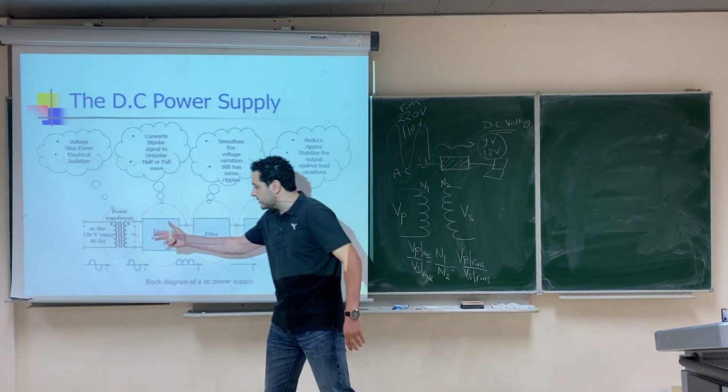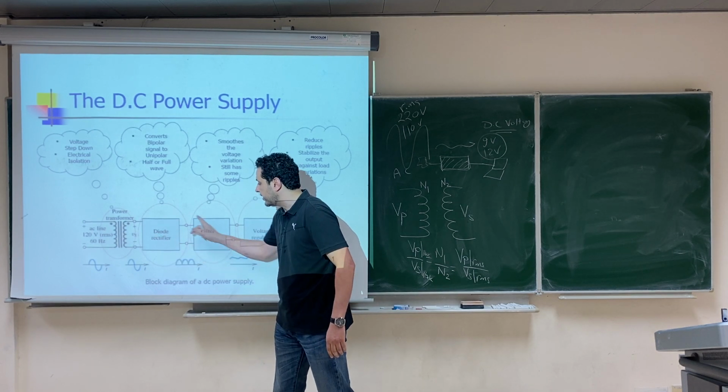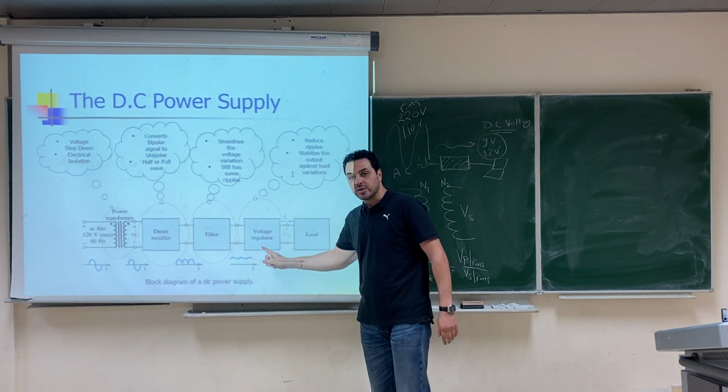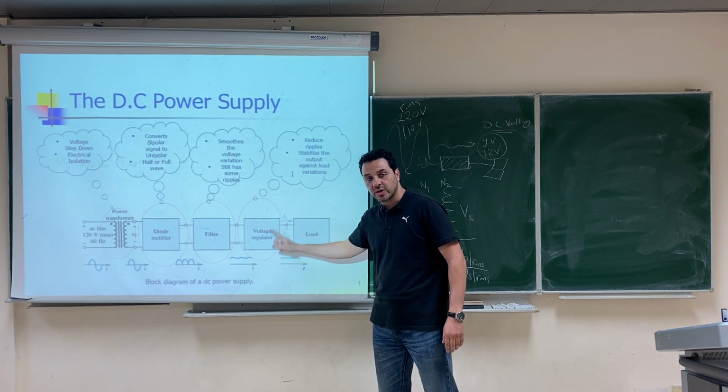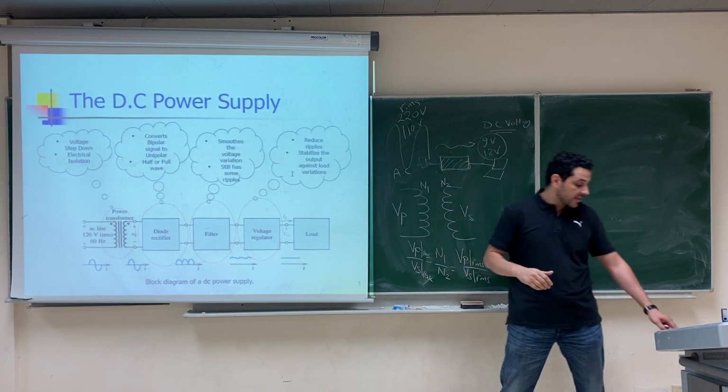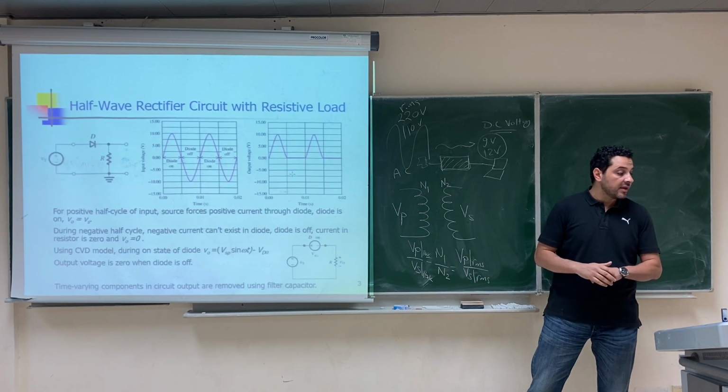It starts with, again, transformer, rectifier and filter. This is what we are going to talk about today. And then regulator, which is the Zener diode we already talked about before. Okay? So let's start with the first circuit.